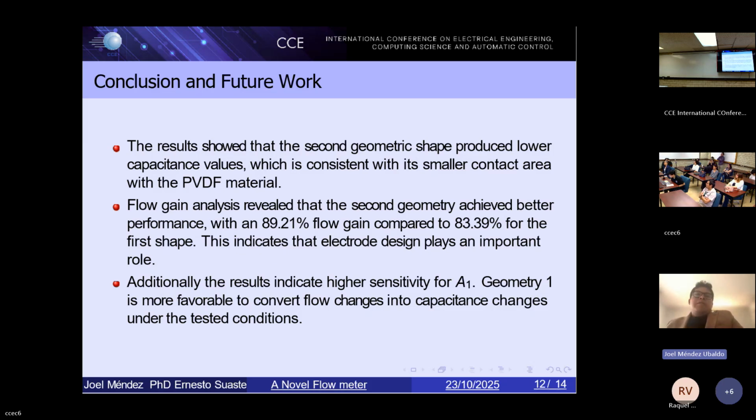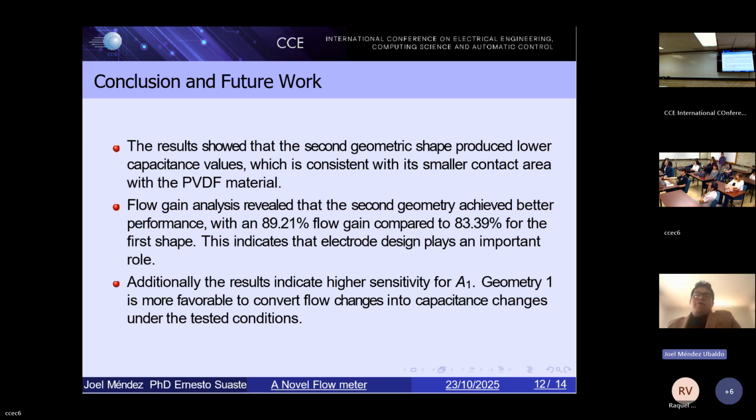The result shows that the second geometry shape produces lower capacitance values. Obviously, this is consistent with a smaller contact area with the PVDF material. And flow gain analysis revealed that the second geometry achieved better performance with approximately 19% flow gain compared to approximately 18% for the first shape. These results indicate that electrode design plays an important role.